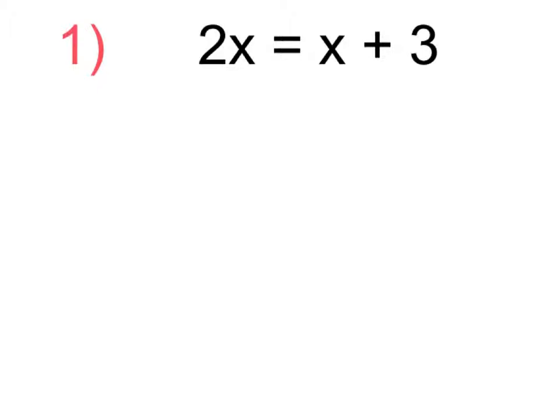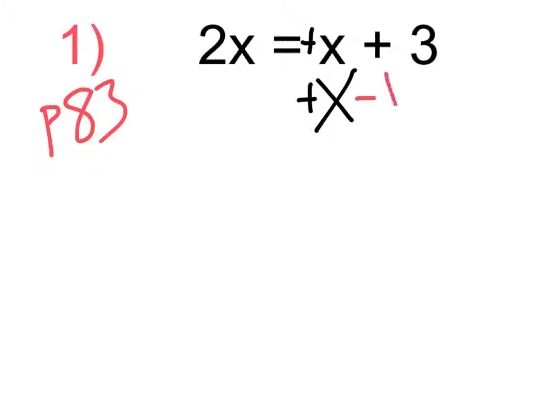I'm now going to work on questions number 1 and 2 on page 83. I see it says 2x equals x plus 3. So let's get the x's from the right side to the left side. And to do that, I'm going to put the x, right? And I know that this is a positive x, and I'll write a positive, even though I don't have to, because it's understood. We got plus x minus x plus 3.